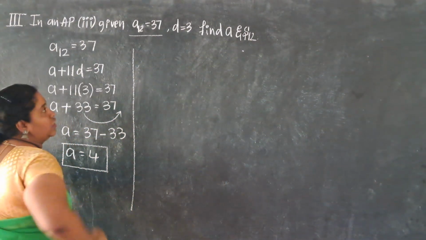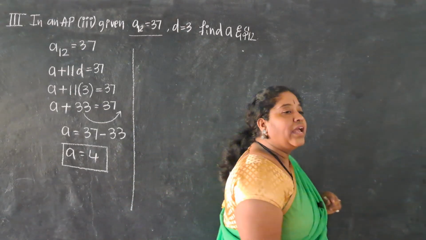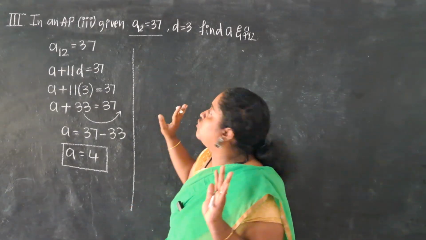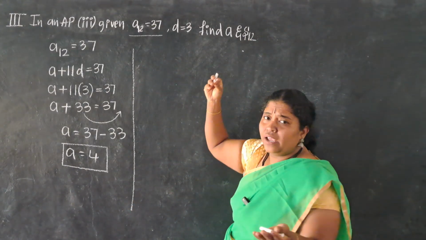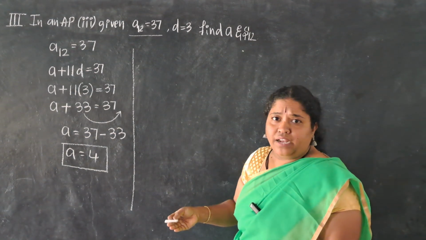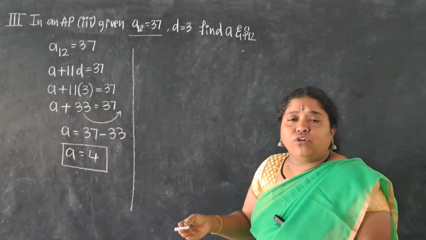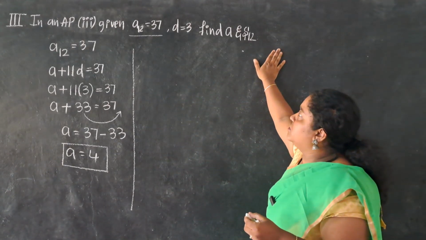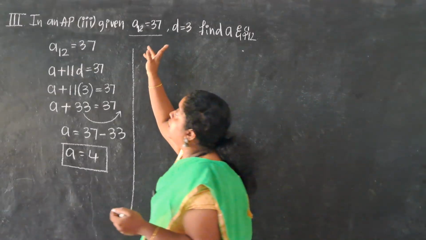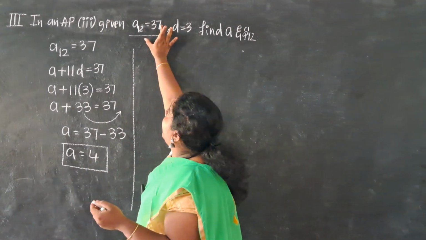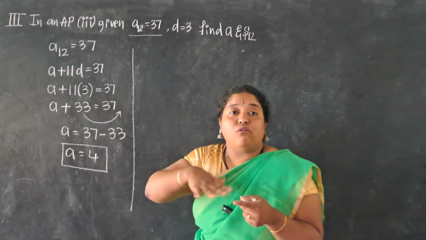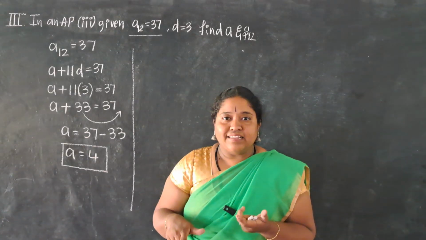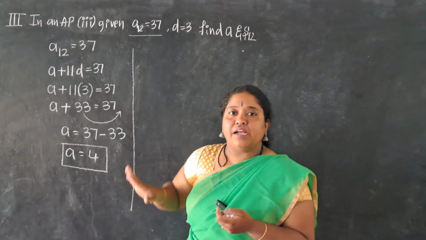Now let me calculate S12. Again I have two formulas to calculate Sn. Either I have to use A, N and D, or I have to use the first and the last term. A is there, N is there, D is there. A I have already calculated, and the last term is there, since the AP has only 12 terms. Now tell me which is the last term. The 12th term itself is the last term. So A12 itself becomes the last term.